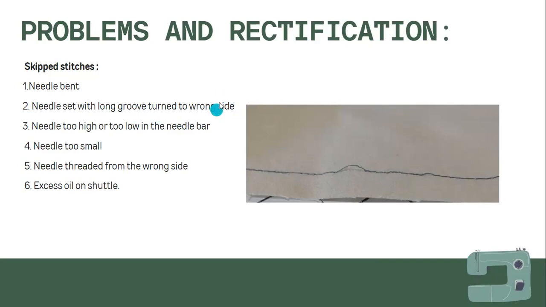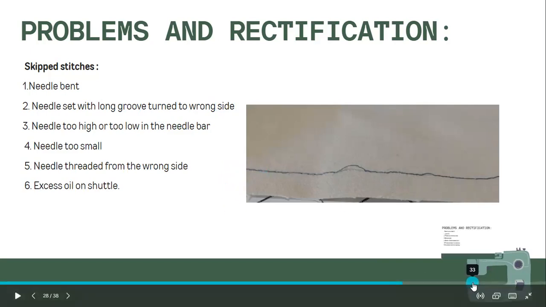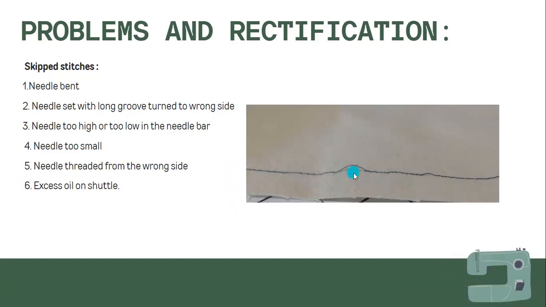The long groove should be placed accordingly on the needle bar in the right manner, the perpendicular manner, and then only it will create good stitches. The needle can be low or high in the needle bar. It should be at the correct height also. Sometimes the needle is too small, the needle is threaded from the wrong side, or excess oil can also be a problem.